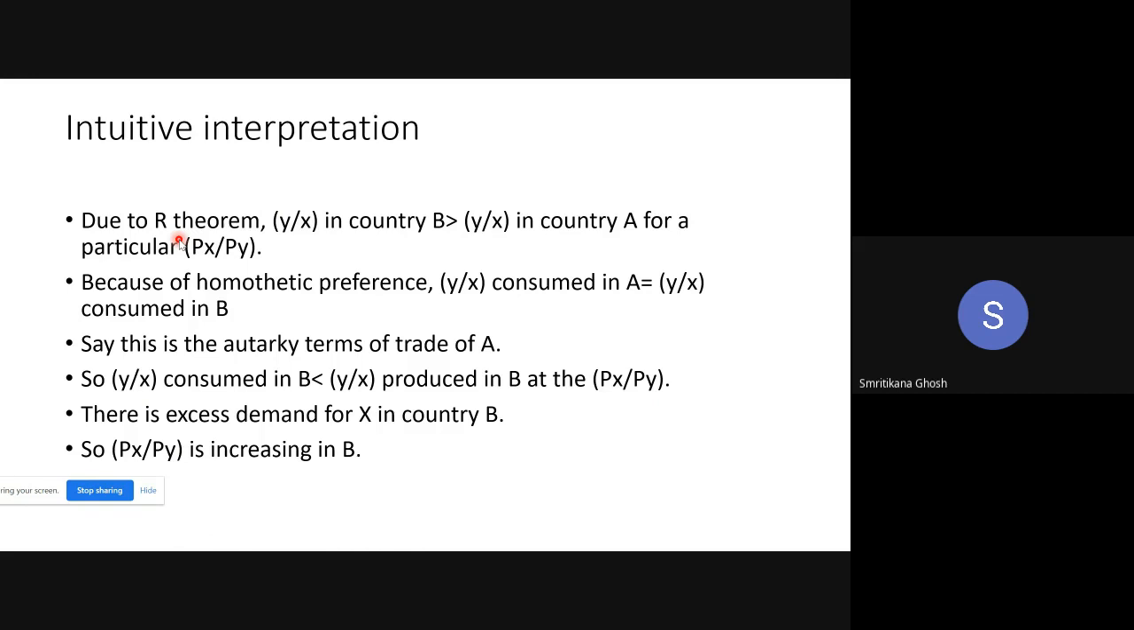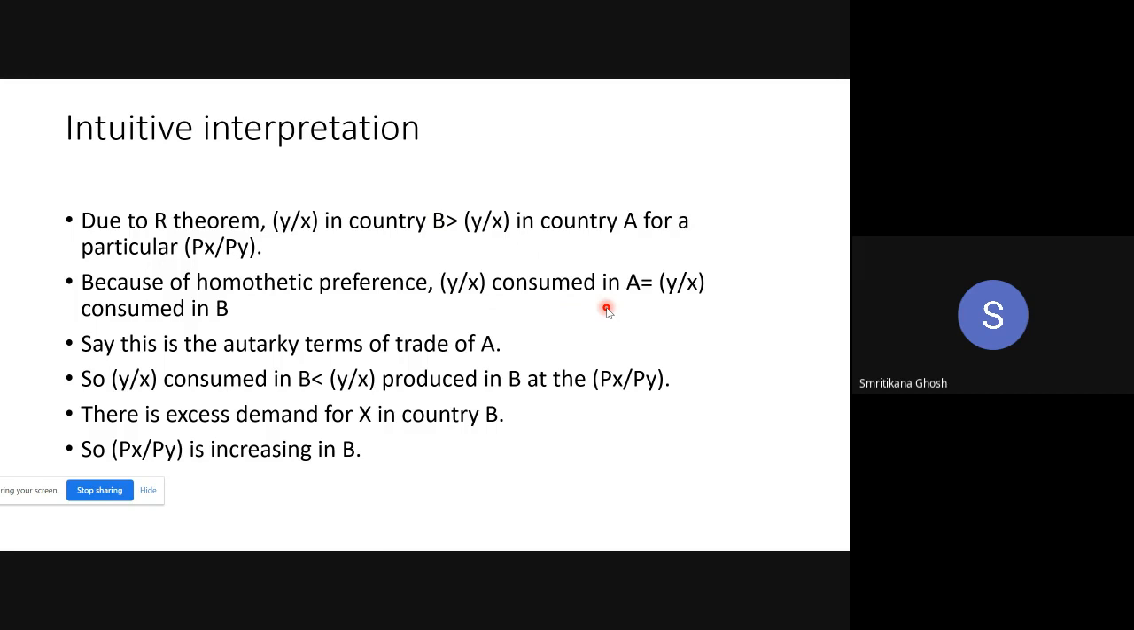Due to the Rybczynski theorem, y by x in country B is greater than y by x in country A for a particular px by py. Why? Because more capital is available in country B. As there is a one-to-one correspondence between L by K and x by y, as more capital is available in country B, y by x is greater in country B than in country A. Now, because of the homothetic preference, y by x consumed in A is equal to y by x consumed in B. So there is no difference in demand.